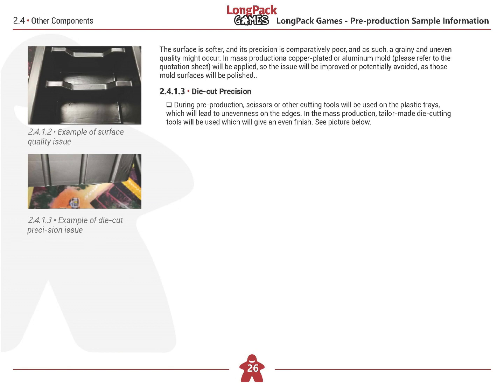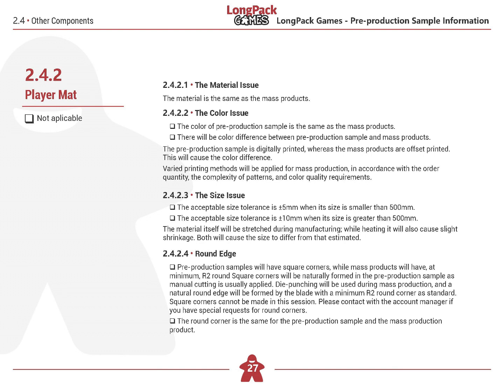Die cut precision. During pre-production, scissors or other cutting tools will be used on the plastic trays, which will lead to unevenness on the edges. In mass production, tailor-made die cutting tools will be used, which will give an even finish. See the picture below. Player mat. Not applicable. The material issue. The material is the same as the mass products.